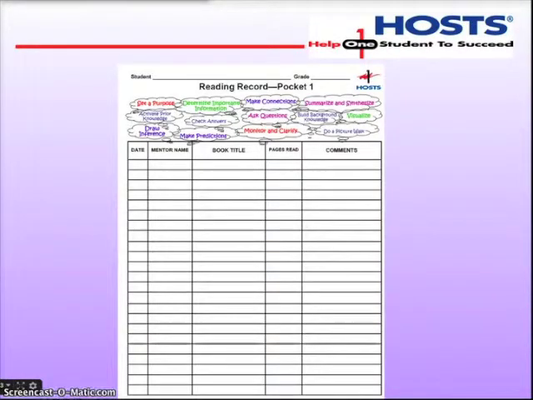You will see in Pocket 1 a reading record. It looks like this. Please pull it out. I'm going to have our student discuss what you do with this reading record.